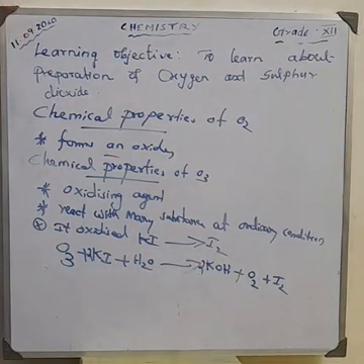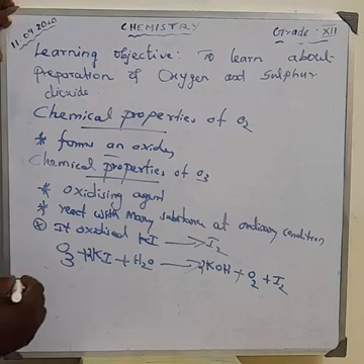Next, ozone is commonly used for the oxidation of organic compounds. What are the important uses? Ozone is used for the oxidation of organic compounds. Next, the uses of oxygen.